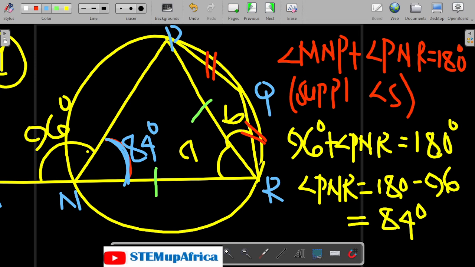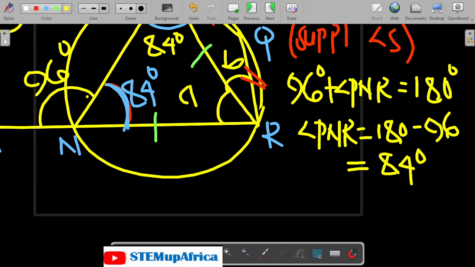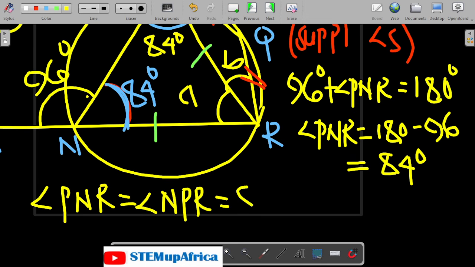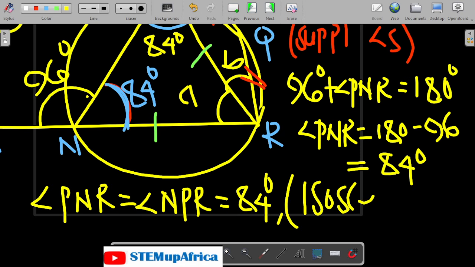From the figure, you can now see that angle N is the same as angle P. If here is 84, here is also 84 degrees. The reason is an isosceles triangle. So we could say angle PNR is equal to angle NPR. Both of them are 84 degrees. Reason: isosceles triangle.